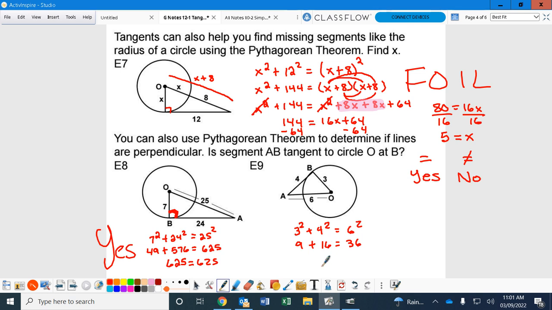Guys, what's 9 plus 16? 25. And 25 does not equal 36. Since they're not equal, then these lines would not be tangent, and the answer would be no. This would not be a right angle, guys.